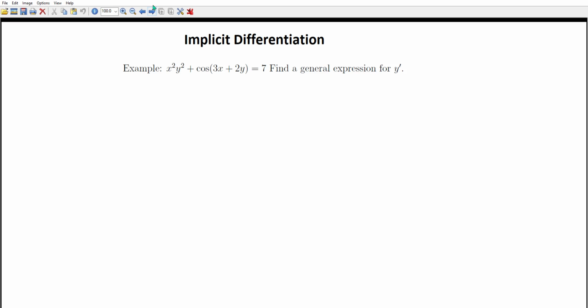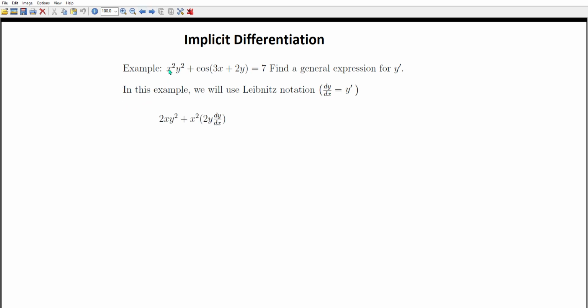Let's do a different example. x squared y squared plus cosine of (3x plus 2y) equals 7. We want to find a general expression for y prime, and we're going to play the same game. The derivative of the left-hand side with respect to x is the derivative of the right-hand side. We will be using Leibniz notation here. So instead of y prime, you're going to see dy/dx.